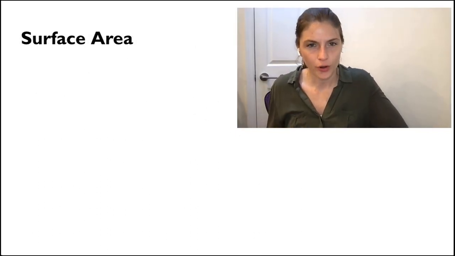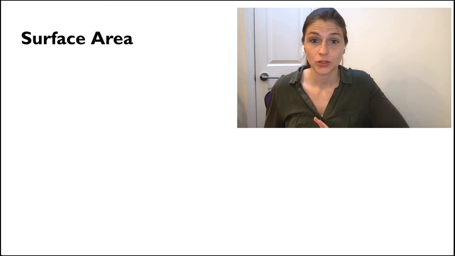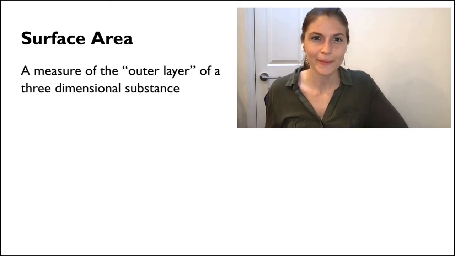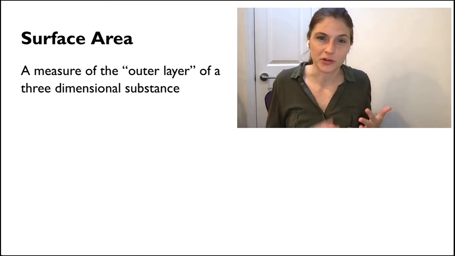You may have heard of the definition of surface area in math class as the measurement of the perimeter or the total area around the surface of a three-dimensional object. Now, the way to think about that in chemistry is thinking of surface area as a measurement of the outer layer of a three-dimensional substance.